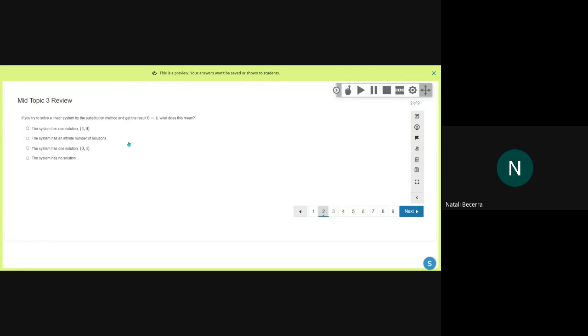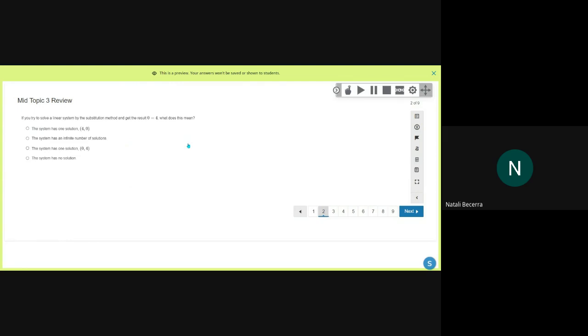All right, next one. It says if you try to solve a linear system by the substitution method and get the result 0 equals 4, what does this mean? So whenever you get a true statement, like 4 equals 4, right? That is an infinite number of solutions. But whenever you get a false statement like this one, 0 equals 4, that is not true. 0 does not equal 4. So it's the complete opposite of an infinite number of solutions. So I'll let you guys think about that.